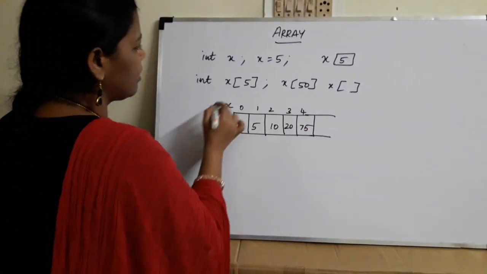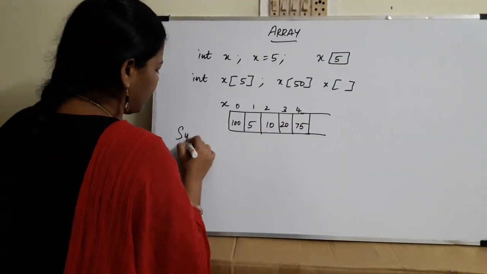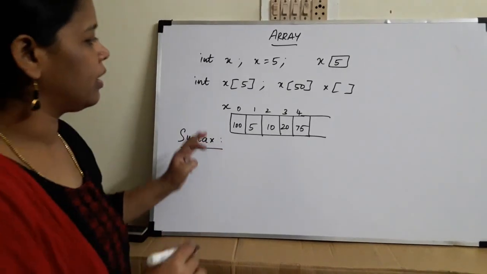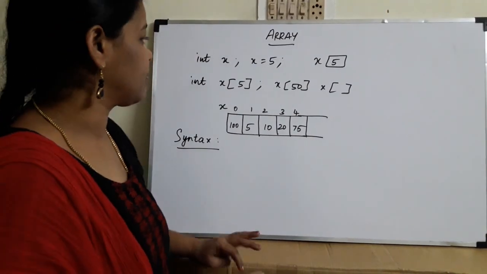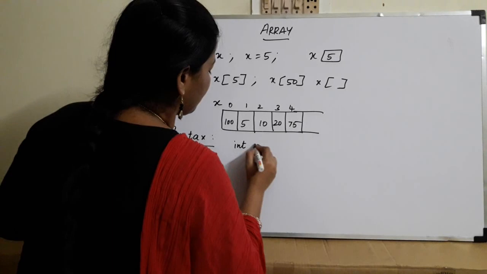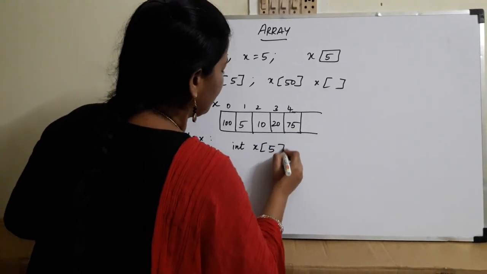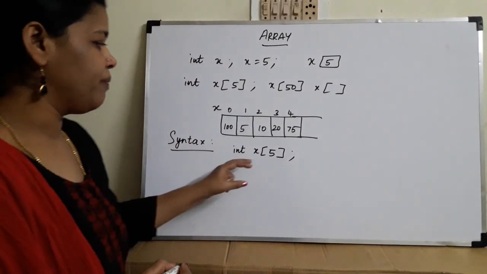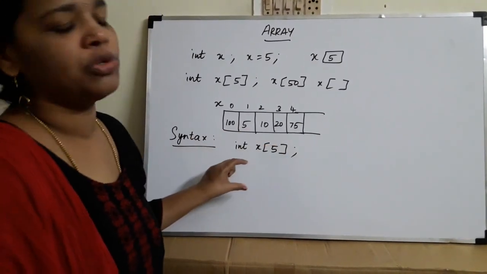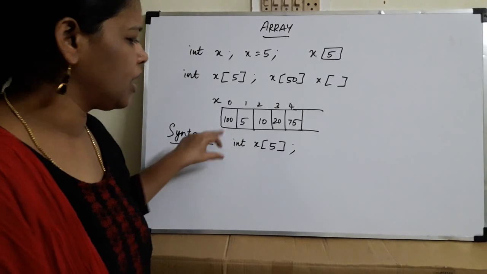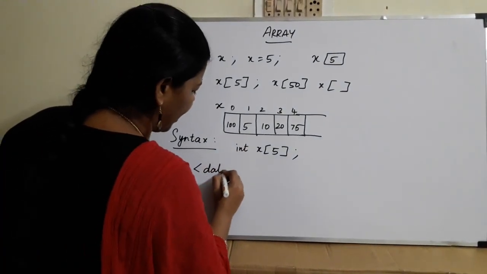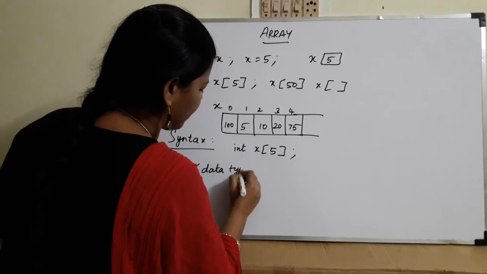Then what is the syntax for writing an array? I used to tell my children not to memorize the syntax from the textbook. You have to analyze and write it. So first, I have given int x[5]. The name of the array is x. Another name for the variable is identifier. So from this example you should write the syntax. What is this int? int is a data type that you write. The angle bracket is used for representing the syntax.